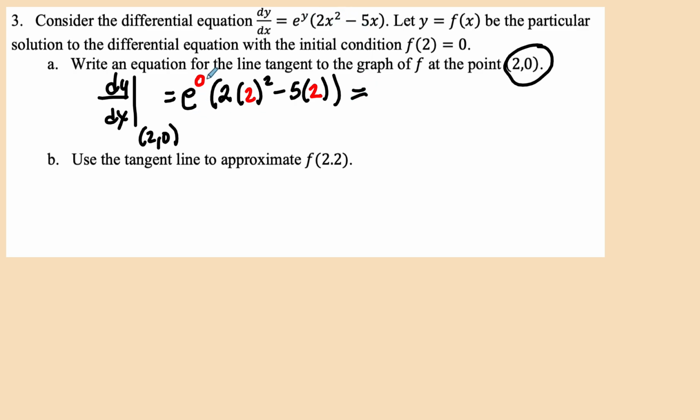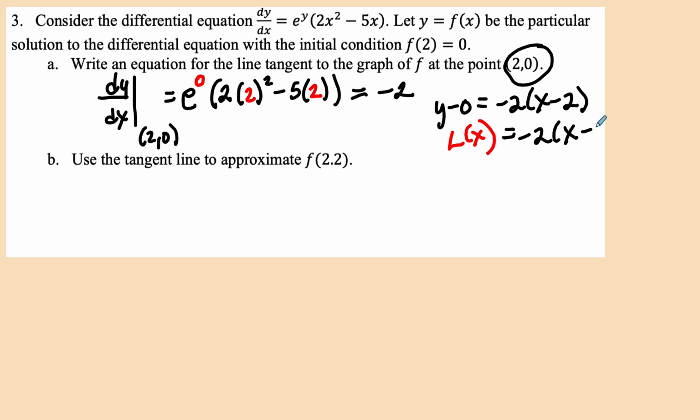E to the 0 is 1. This is going to be 8, take away 10, so the answer is negative 2. That will be the slope of the line. So now I can write y minus 0 is equal to negative 2 times x minus 2. I'm going to call it L of x because it's the tangent line, and I'm going to ignore that 0, so it'll be negative 2 times x minus 2.